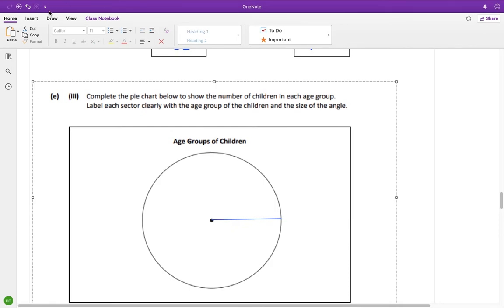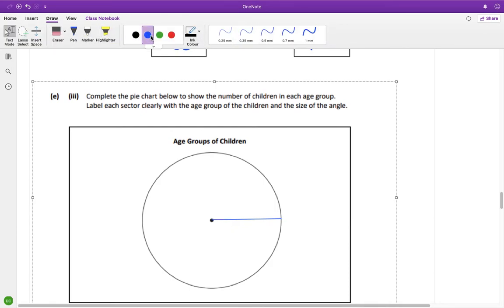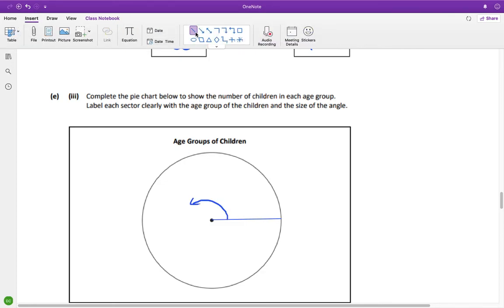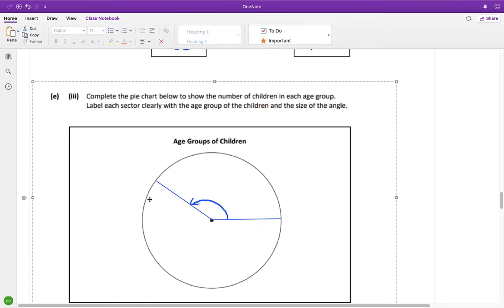So you'd measure from here, you'd measure 120. And wherever you land, you would put in your line. Yeah? And then you'd move around to here.